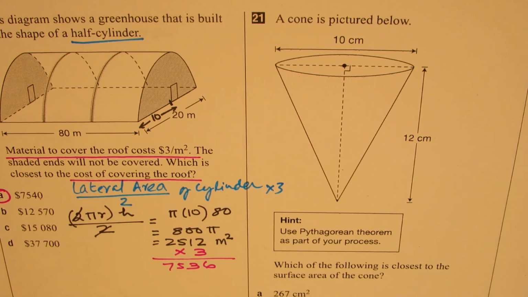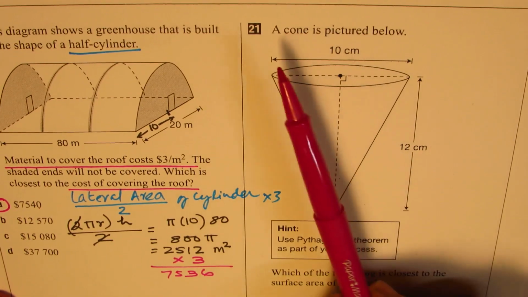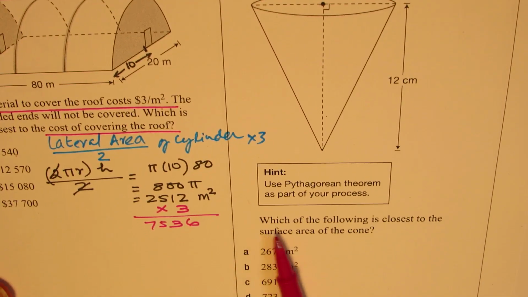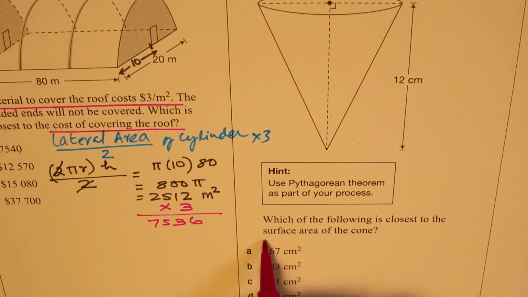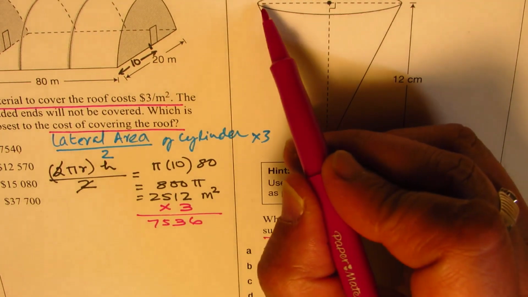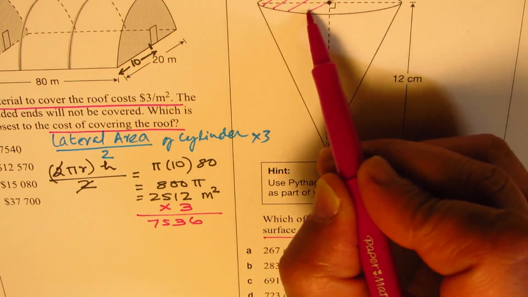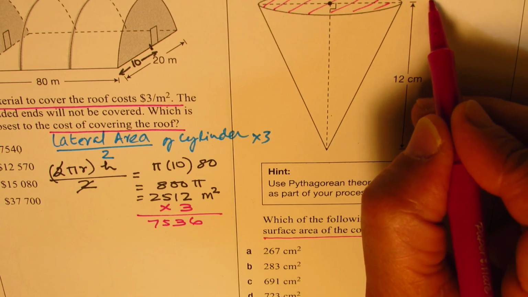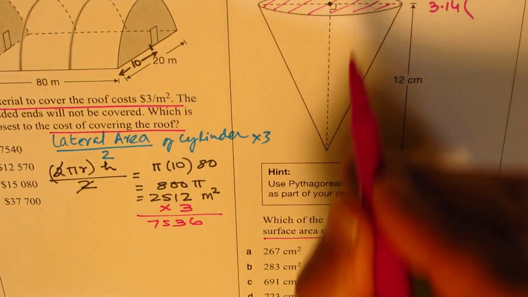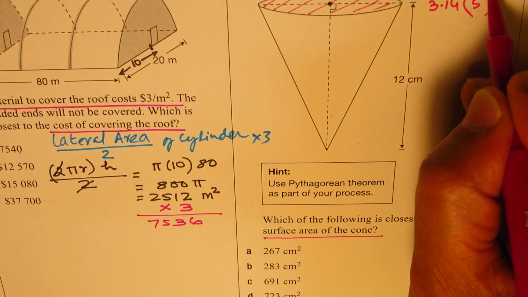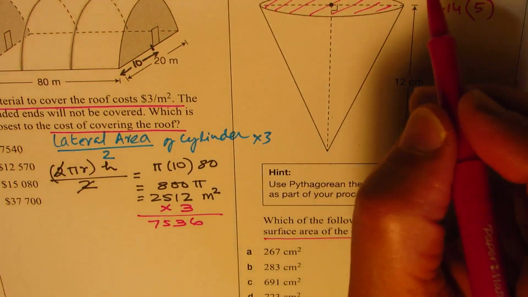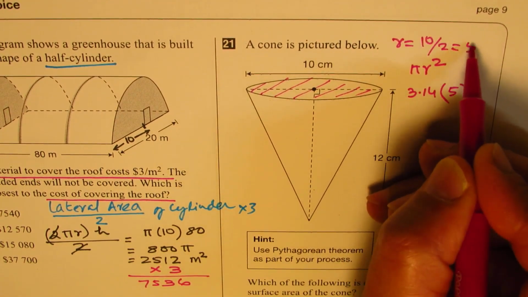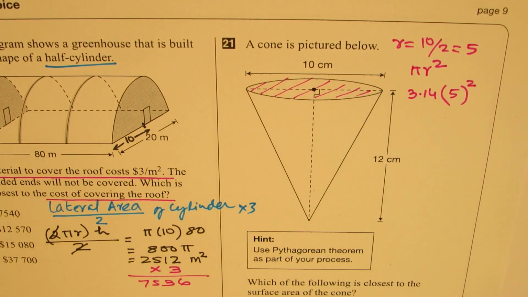We're almost at the end now. It says a cone is pictured below. This is a cone. Use Pythagorean theorem. That's a hint. Which of the following is closest to the surface area of the cone, right? So here we have two surfaces. One is this surface, which is pi r square, right? So we can write this as 3.14 times r is 5, not 10, half of 10, right? So we know here that r is 10 divided by 2, which is 5. So that is this area, pi r square.